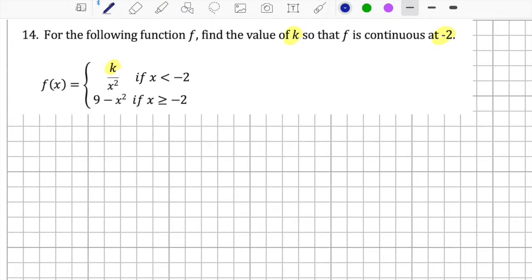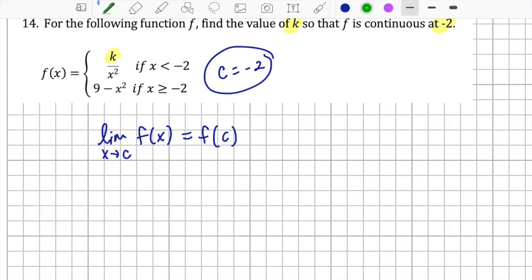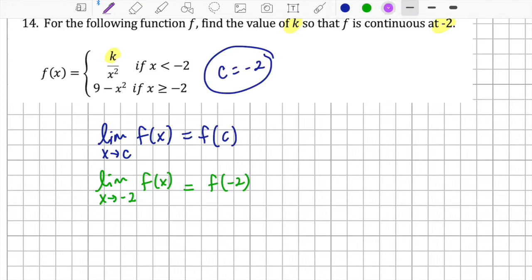So what we want to do is make sure that the limit as x approaches c of f of x is equal to f of c. In this situation, our c is negative 2. So what I'm going to do right now is replace c with negative 2. So limit as x approaches negative 2 of f of x equals f of negative 2. I always like to work with the right hand side first. So I want to know what is f of negative 2.